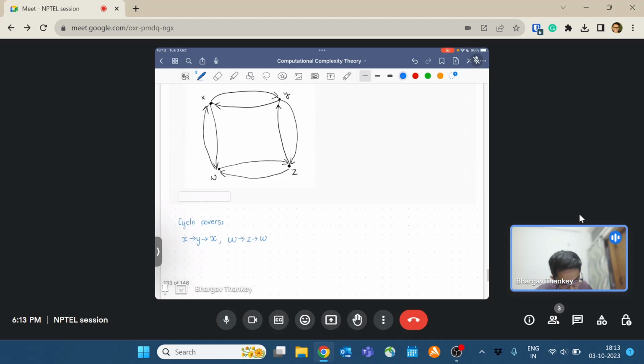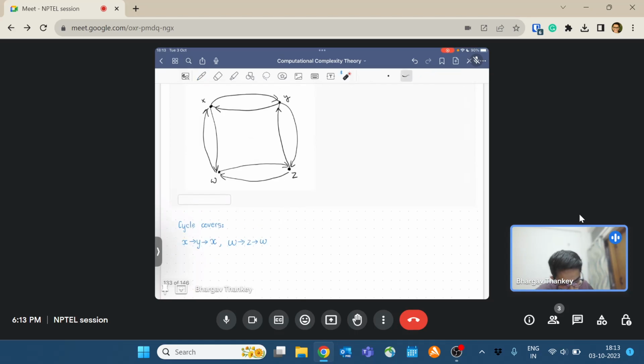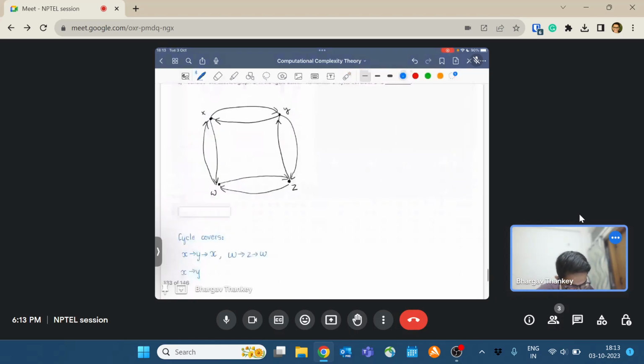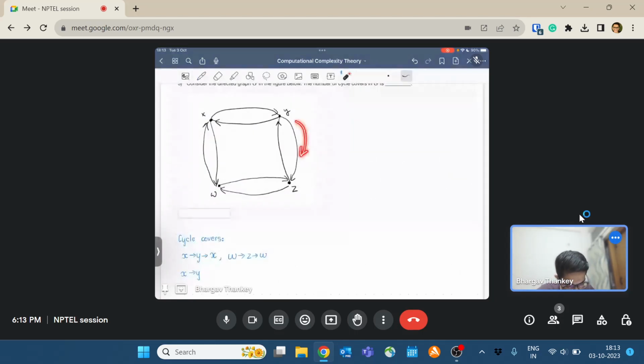Another cycle cover is, again starting from X, we take this edge. So it's X to Y. Now, starting from Y, we can take this edge. So Y to Z.